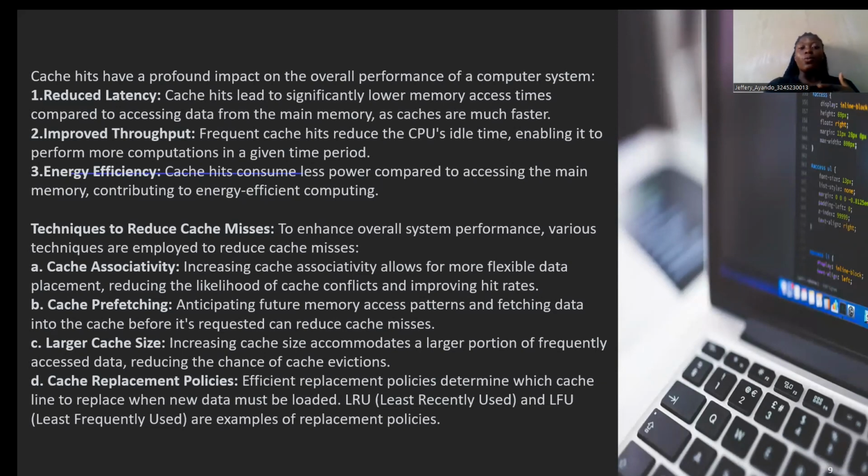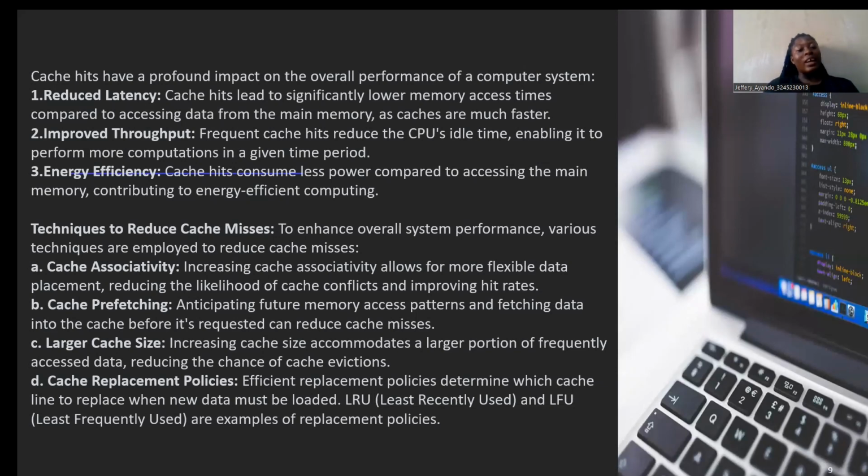Frequent cache hits reduce the CPU idle time, enabling it to perform more computation in a given time period. Three, energy efficiency. Cache hits consume less power compared to accessing the main memory, contributing to energy efficient computing.